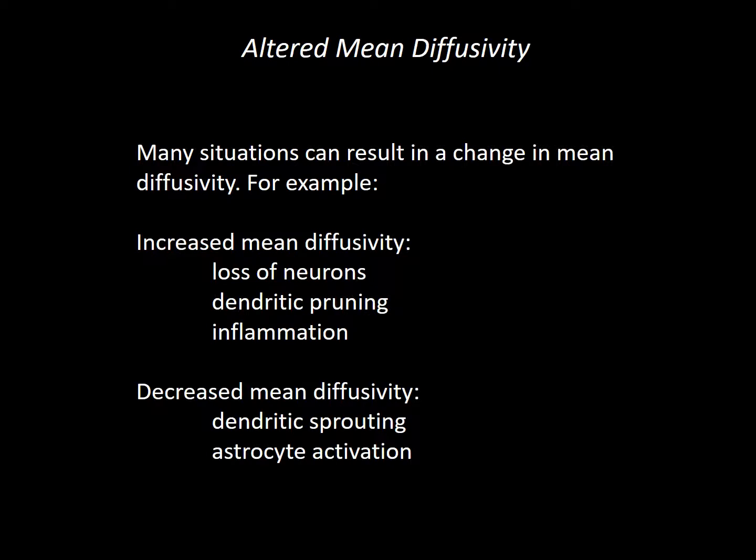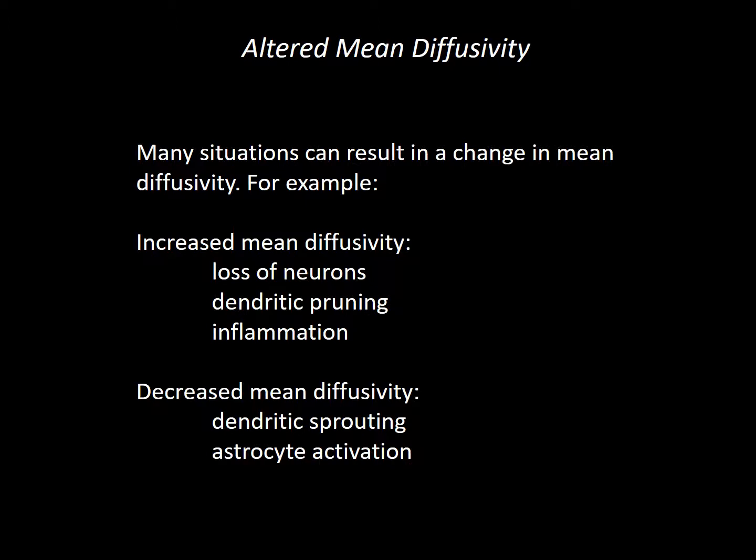If an area, for example, shows a difference in mean diffusivity in a patient group compared with controls, one could draw the conclusion that some type of physical difference exists in this particular region. For example, increased mean diffusivity may result from a loss of neurons, dendritic pruning, or inflammation, whereas decreased mean diffusivity may result from dendritic sprouting or even astrocyte activation.